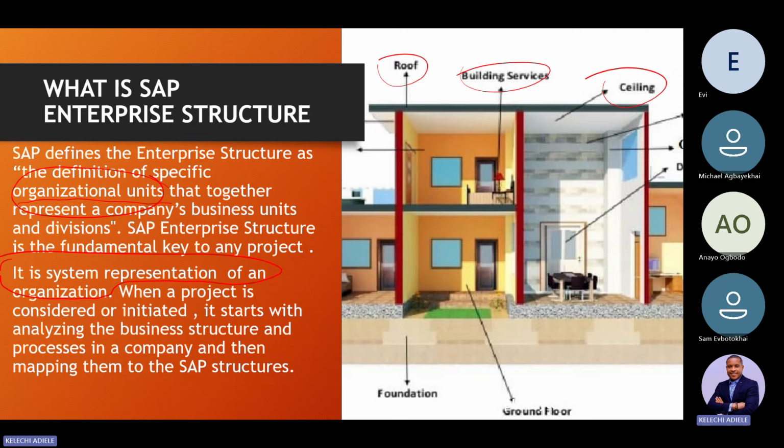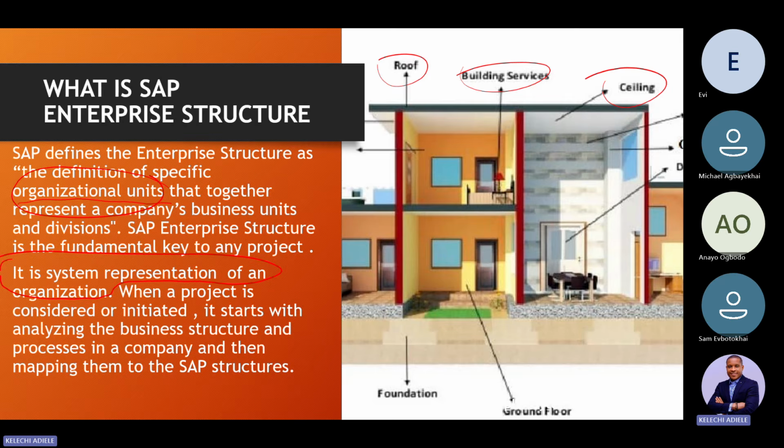So let me say it again. The system is a representation of the organization. So when you finish configuring a system, it should be in line with what the organization wants, because that system represents that company. So if you design a system that is not in line with the organizational structure or what the business really wants, you have not configured.